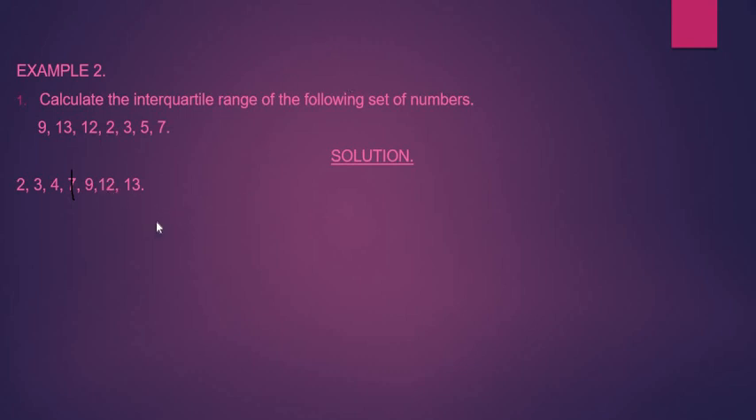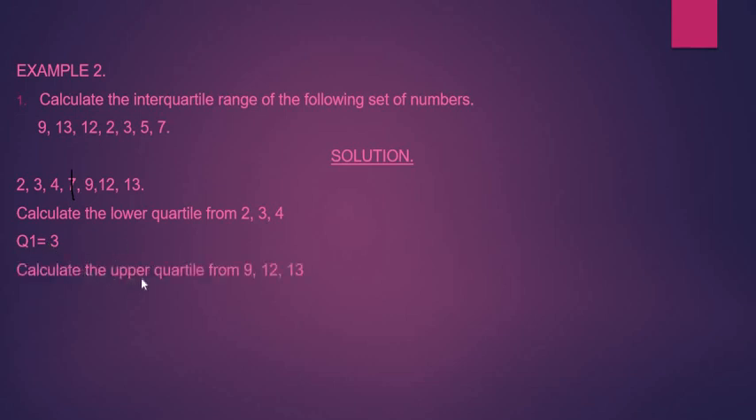With this method, we calculate the lower quartile from 2, 3, and 4. That is the lower side. In calculating it, all we need is the median, and our median from here is 3. So the lower quartile is 3. Then we go on and calculate the upper quartile from 9, 12, and 13. The median from this side is 12. So our upper quartile is 12.